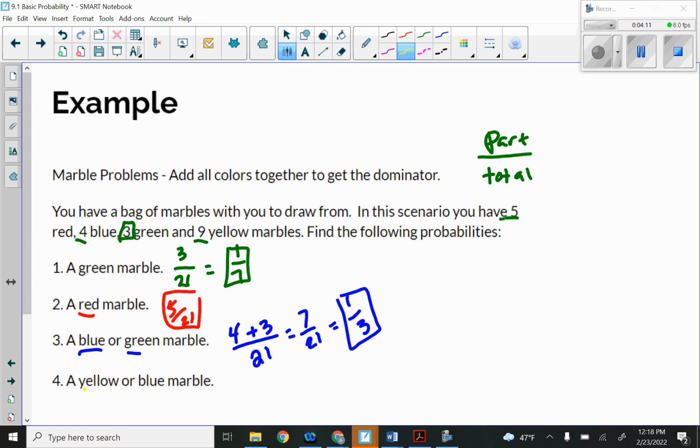And a yellow or blue. So there's 9 yellows plus 4 blue out of 21 total. 9 plus 4, 13 out of 21.